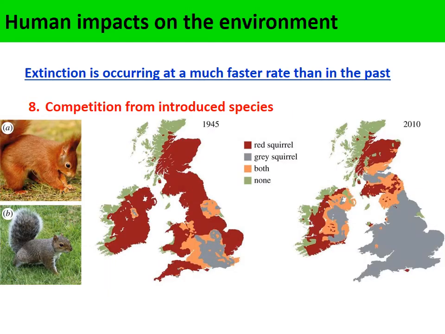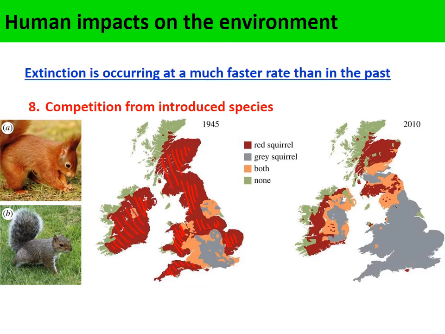Now, another example of where humans have impacted the health of a population of certain species is the introduction of foreign species that have outcompeted the native species. So we can see from these two maps from 1945, the distribution of red squirrels in the UK was quite extensive. Many parts of England and Wales and Scotland had high numbers of red squirrels. Also, most of Ireland did too.